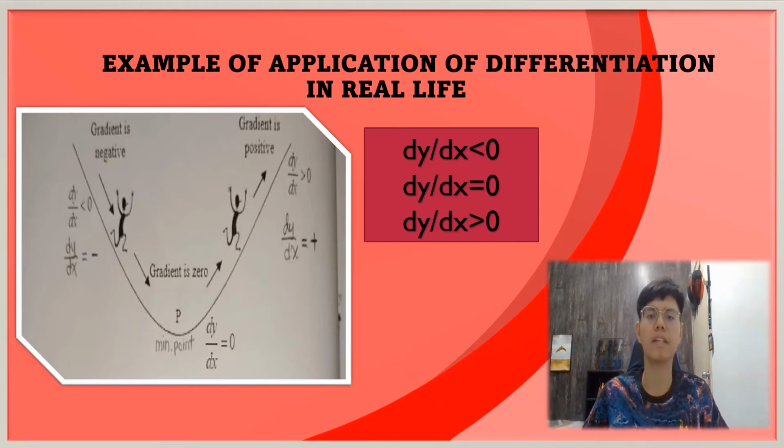Situation 1 is a man going down a hill and then going up a hill. When a man is going down a hill, the gradient is negative, dy over dx less than 0. And then, when a man has reached the foot of the hill, the gradient is 0, dy over dx equals 0. After that, a man is going up a hill and then the gradient is positive, dy over dx greater than 0.